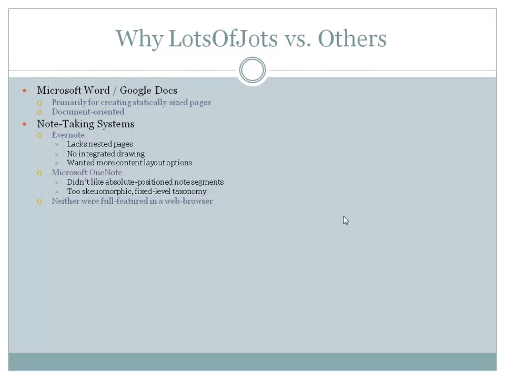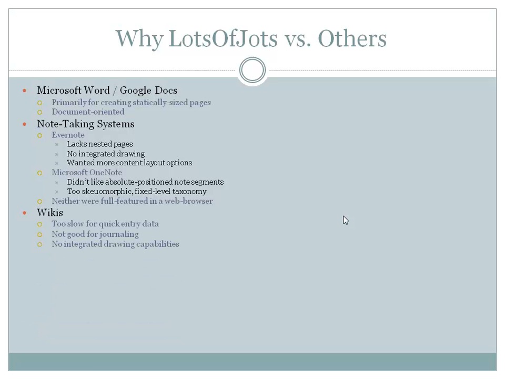Microsoft OneNote, I didn't like the absolute positioned note segments. I've done a separate video on that, if you don't know what that means. And the other thing is I felt Microsoft OneNote was too skeuomorphic. Microsoft OneNote's a system that's been around for about 10 years or so and was really designed to help Microsoft promote their tablet PC concept. This is before the iPad came out and all that. So it's a bit skeuomorphic. It's kind of modeled after a real physical notebook, and because of that, it has this fixed level taxonomy. It doesn't have the arbitrary depth of nesting of pages like LotsOfJots does. And neither of these systems were full featured in a web browser.